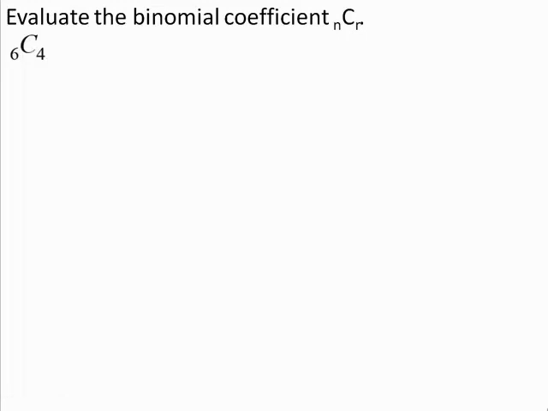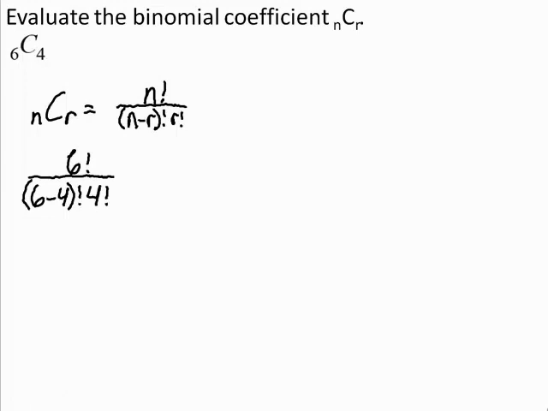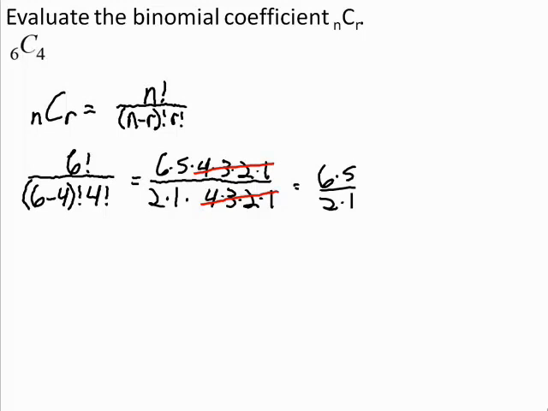Evaluate the binomial coefficient NCR for 6C4. The binomial coefficient for NCR is n factorial divided by n minus r factorial times r factorial. So the binomial coefficient of 6C4 is 6 factorial divided by 6 minus 4 factorial times 4 factorial. After writing out the factorials, you see there's a 4, a 3, a 2, and a 1 in both the numerator and denominator, so they cancel out. You're left with 6 times 5 divided by 2 times 1, which is equal to 15. So the binomial coefficient 6C4 is equal to 15.